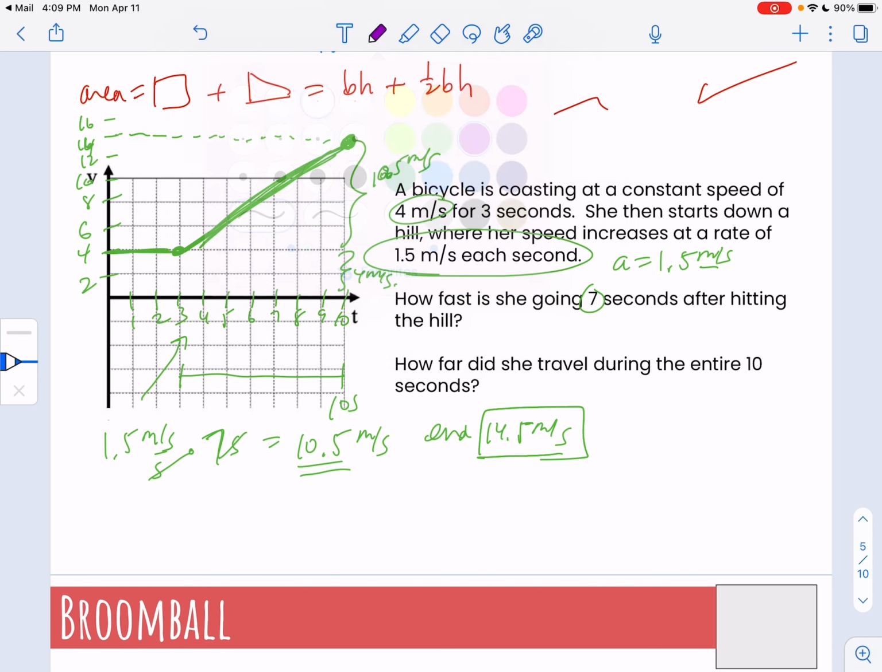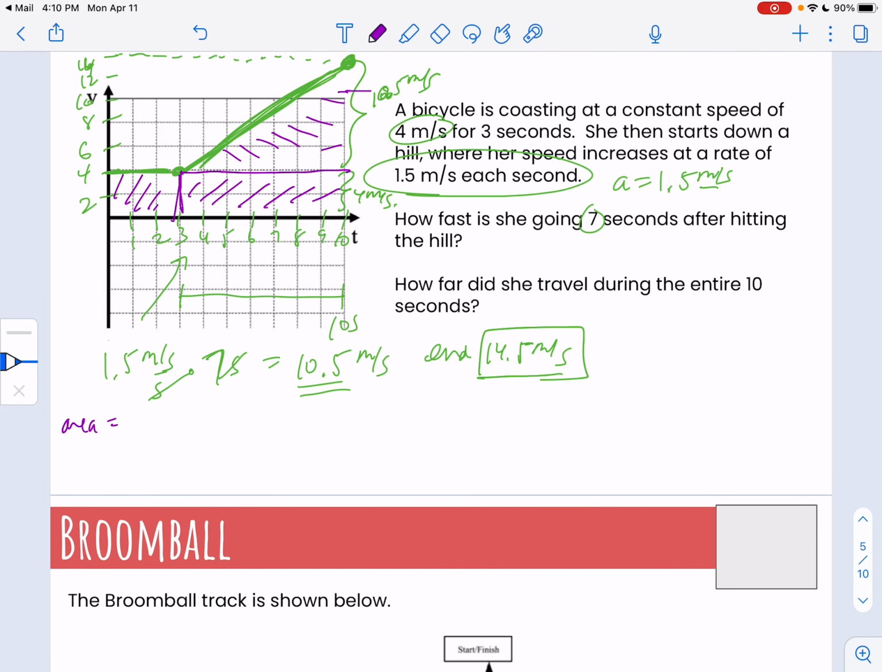And then how far did I travel? You can either do this box and the triangle, or you can make one box down the middle. So I'll do 2 boxes and the triangle. See how I like to write it out like this? I'm going to have base times height plus base times height plus 1/2 base times height. So I'm trying to do all of those shapes.